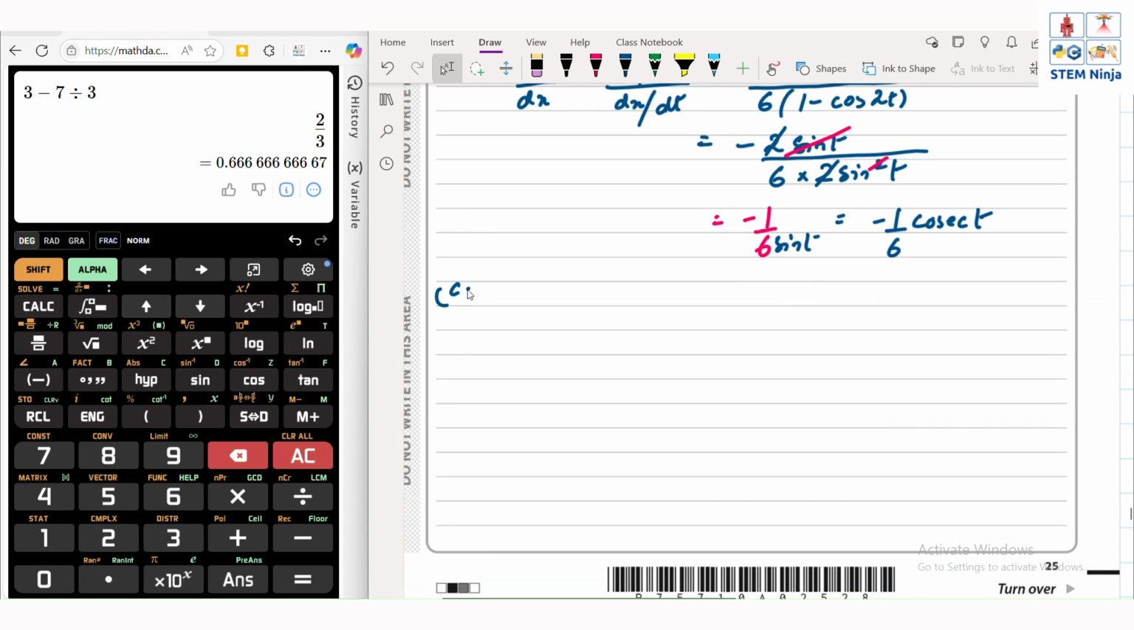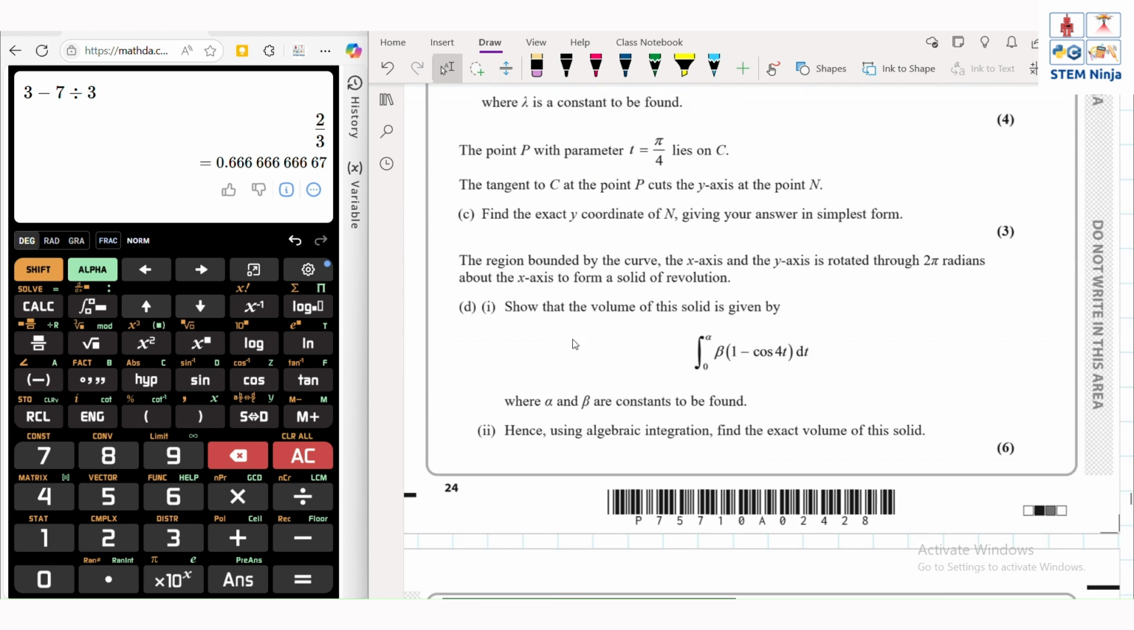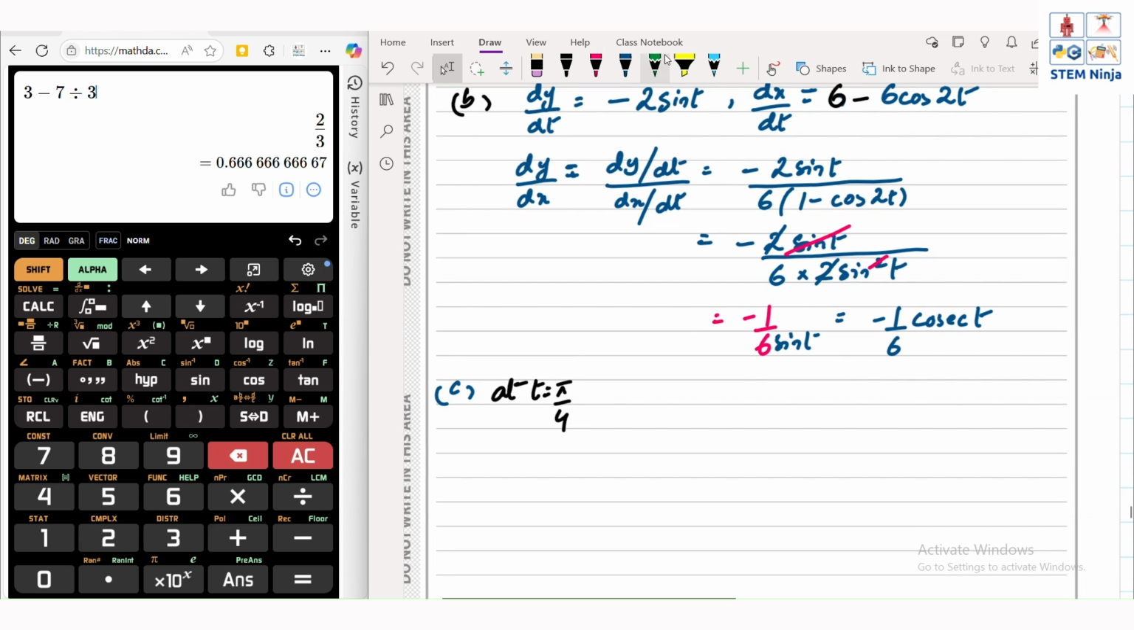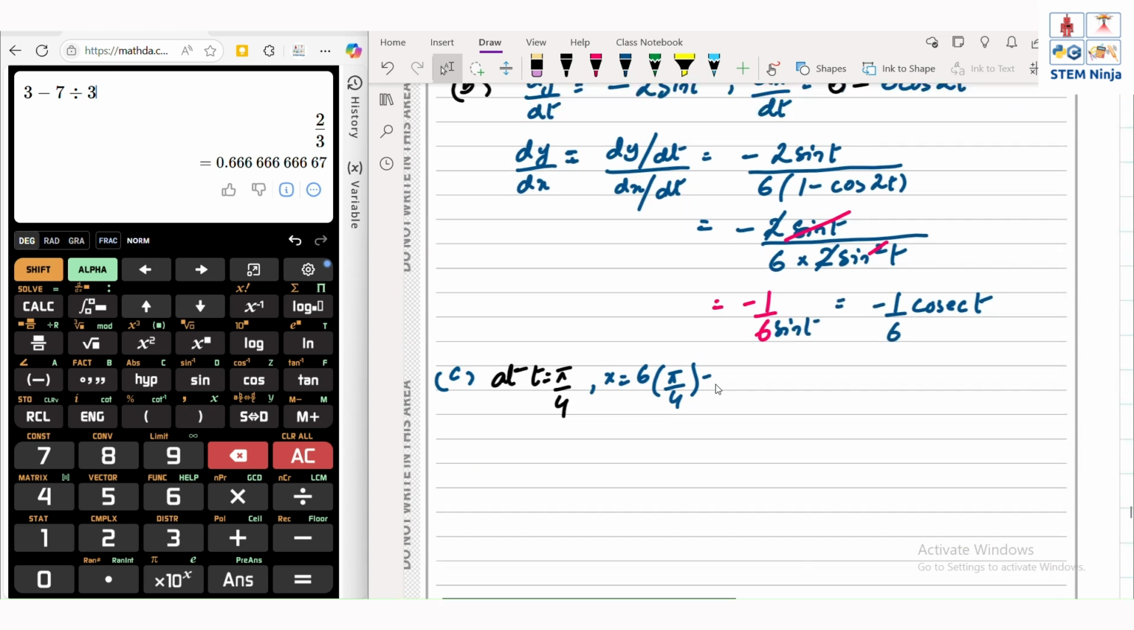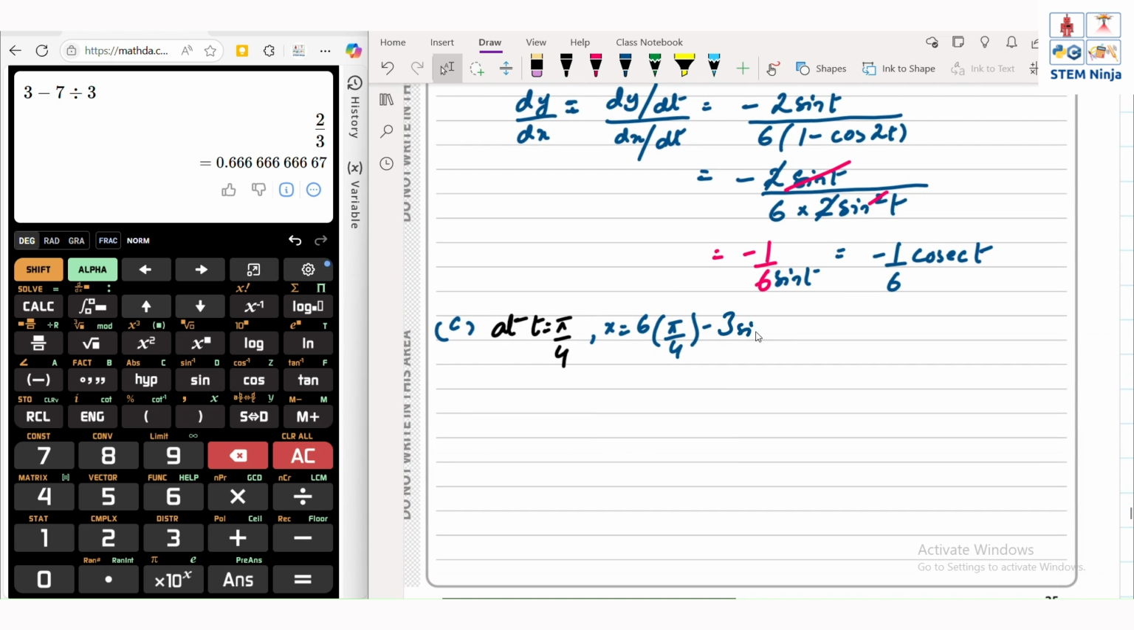We need two things. We need the x-coordinate at t equal to pi by 4. That is going to be 6 times pi by 4 minus 3 sine 2t, so sine of pi by 2 times pi by 4. And the y-coordinate is 2 cos pi by 4.